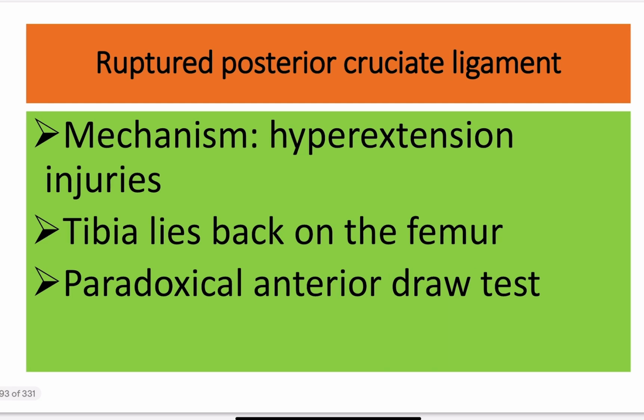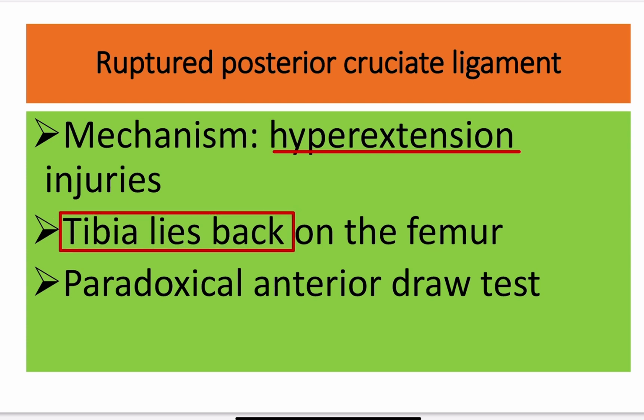So rupture of the posterior cruciate ligament occurs due to a mechanism of hyperextension of the knee joint injury. The tibia lies back on the femur and it is called the posterior drawer test. So the tibia lies posterior to the femur, and this condition is known as a positive posterior drawer test, also known as the paradoxical anterior drawer test.